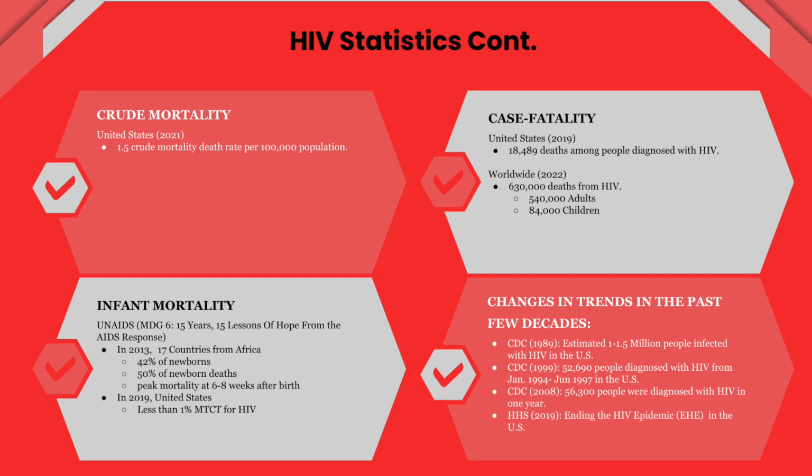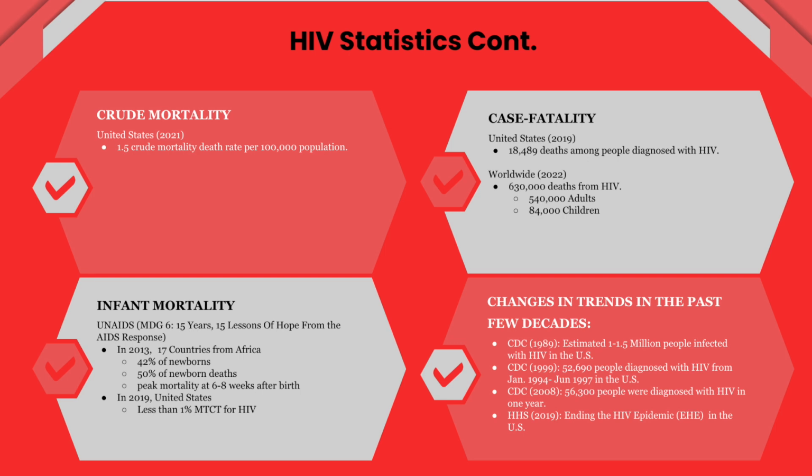In an article released by Golisano Children's Hospital in New York, they discuss how in 2019 in the United States, there is less than 1% mother-to-child transmission for HIV compared to 25% from 1991. And this is a result of early HIV diagnostic services, in addition to prophylaxis treatment to the mother and child before and after pregnancy.